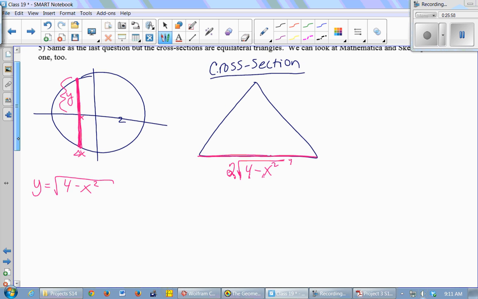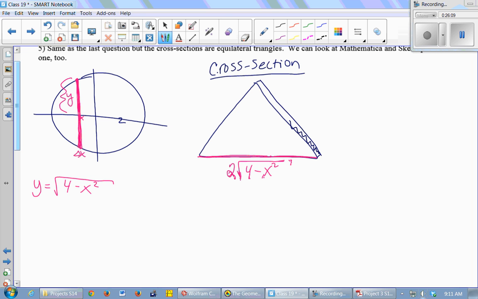Okay, so I need to find the volume of this cross section, and this cross section is going to have some small amount of depth, and that depth is delta x. So the volume of this cross section, what do you think?